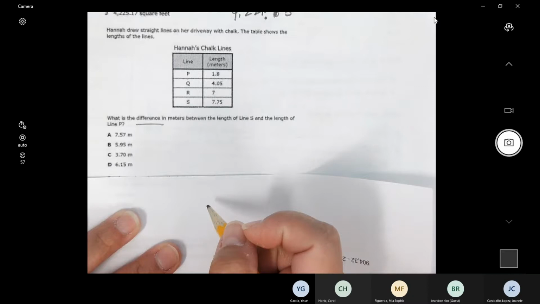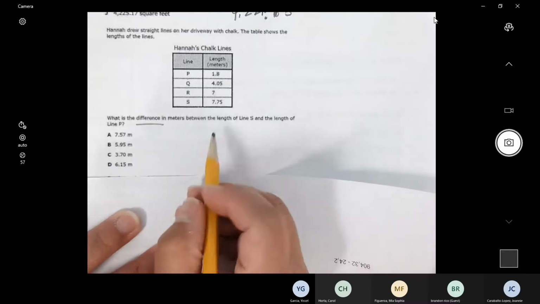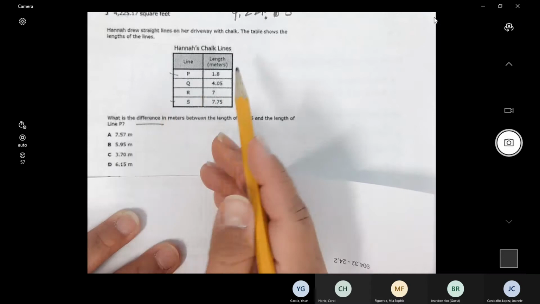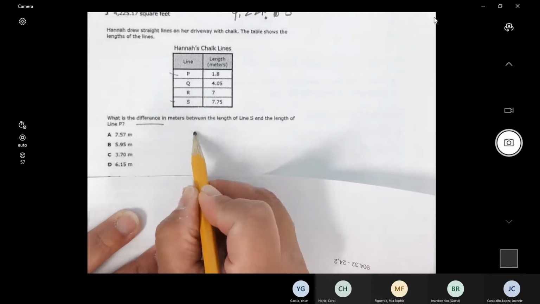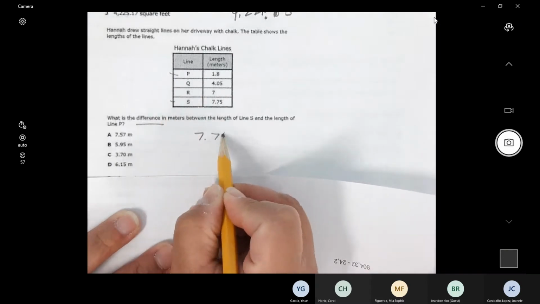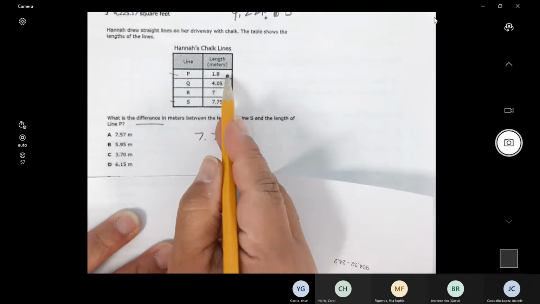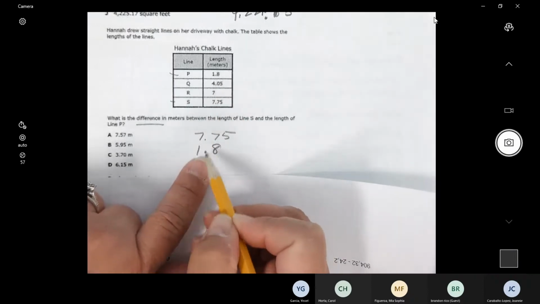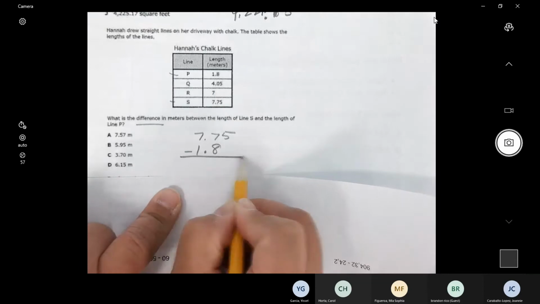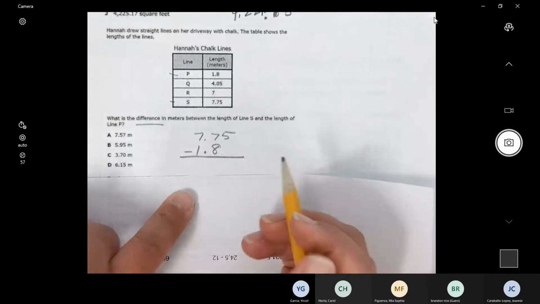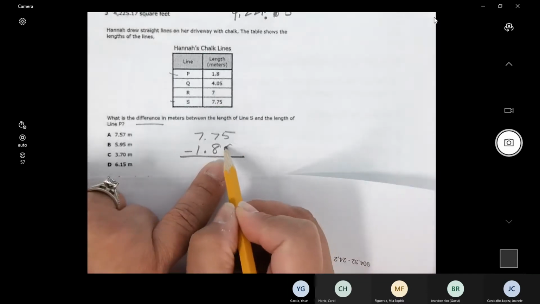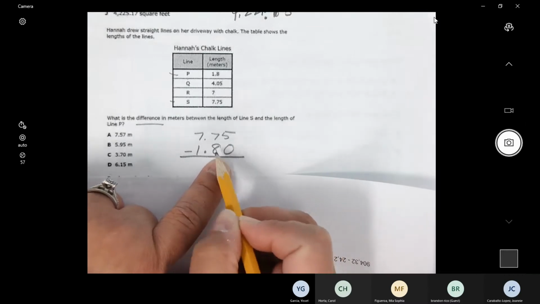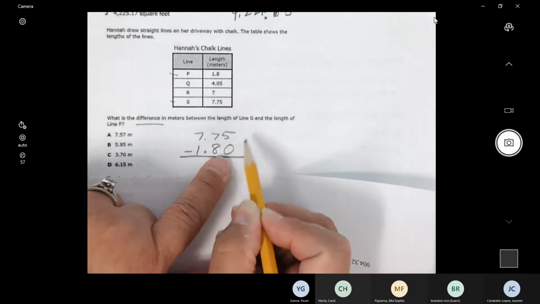Jayla, what do I do? Subtract. Very good. What am I subtracting? So I'm looking at line S and line P. So I take the greatest number and I put that number on top. So it's 7.75, and I'm going to subtract it from the 1.8, which I always have to make sure I align my decimals so my numbers could be aligned. And I'm going to subtract. I'm going to put a 0 here to hold my place so that I won't get confused, because I know that there's always going to be a ghost 0 there, right?